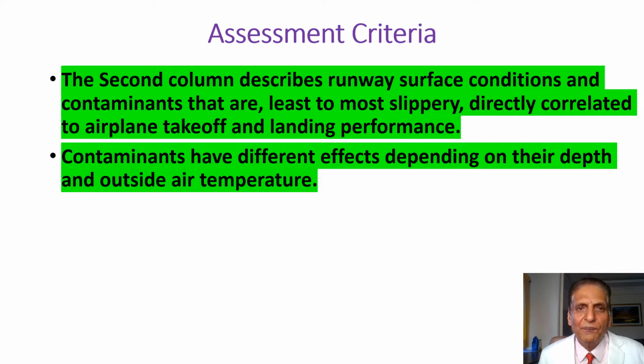The second column in the assessment criteria describes runway surface conditions and contaminants from least to most slippery. Starting from the top is the least, and as you go down to the bottom, 0 is the runway condition code that is most slippery. And obviously it has a direct relation with the airplane takeoff and landing performance. Contaminants have different effects depending on their depth and outside air temperature. Please keep this in mind.